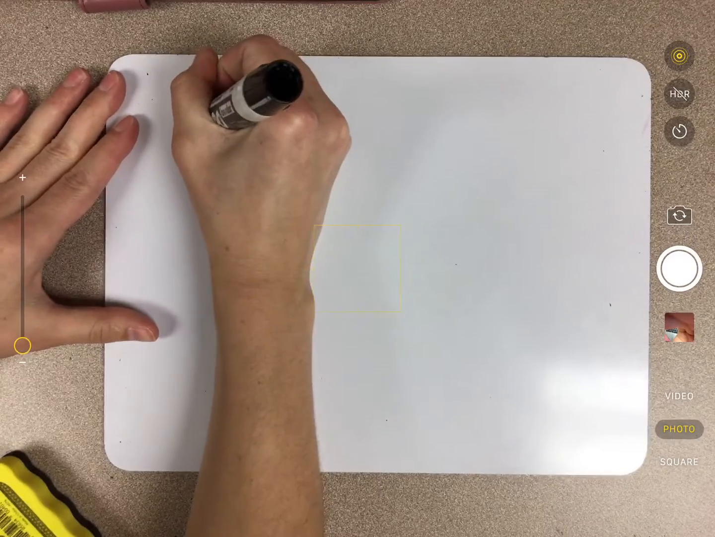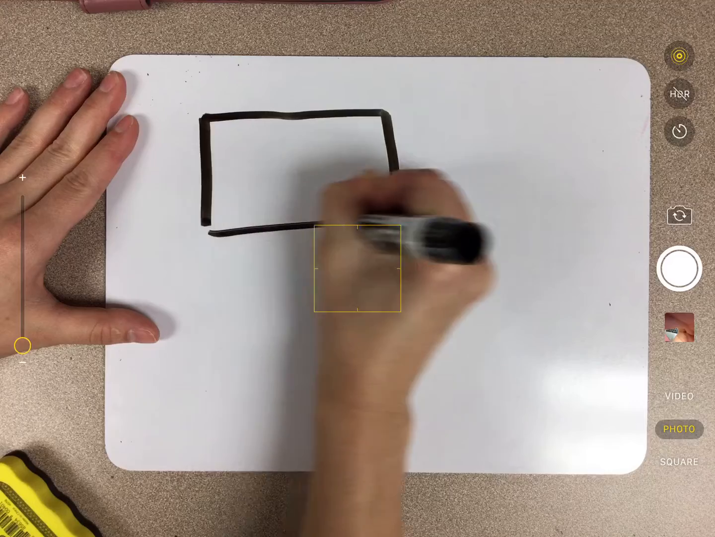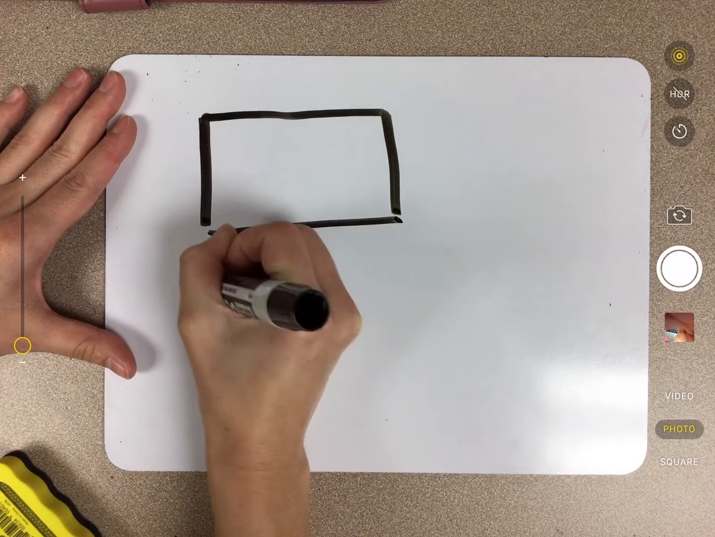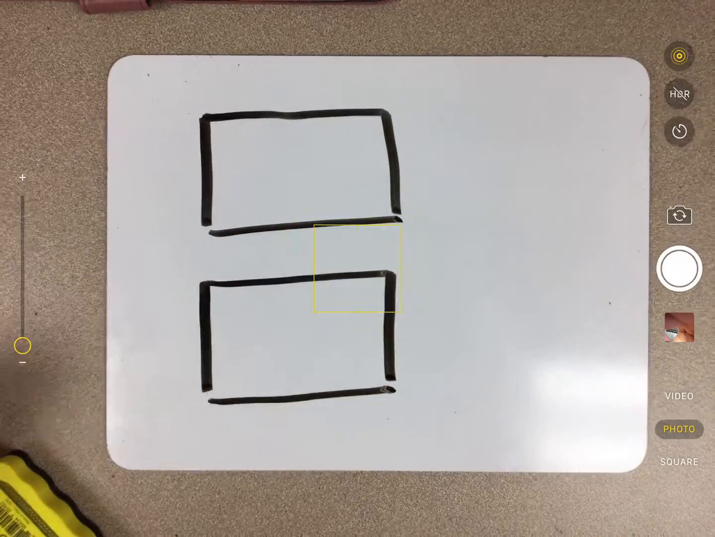Alright, I'm going to draw 2 holes on my whiteboard, and we are going to compare 2 different fractions. So I'm going to draw one hole like this. And I want them to be about the same size, so I'm going to draw them right on top of each other. And I want them to be the same size.